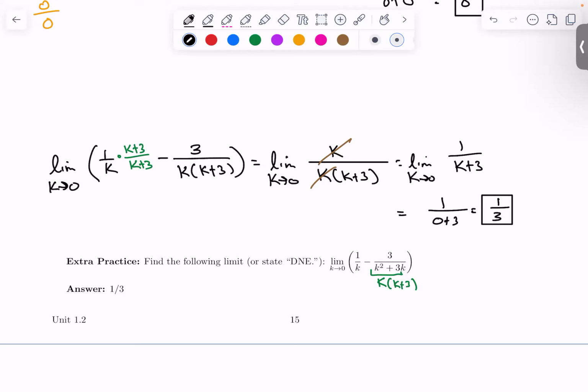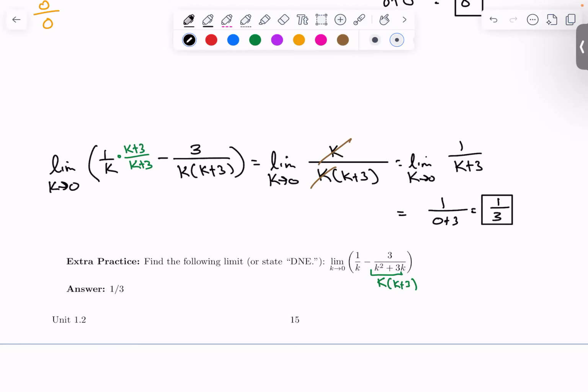The key thing is finding a common denominator. And since the second term, the 3 over k squared plus 3k, has a common factor of k in it, you only need to multiply the first term by something that's missing for the LCD. And then that ends up canceling the 3's, which allows you to cancel the k's, which allows you to plug in 0, and you get 1/3.